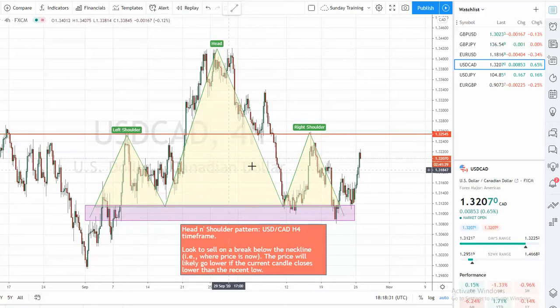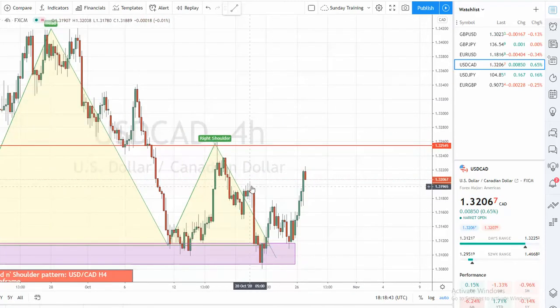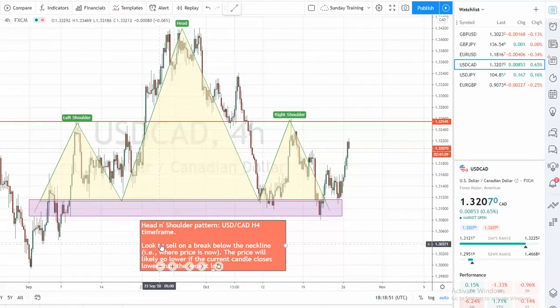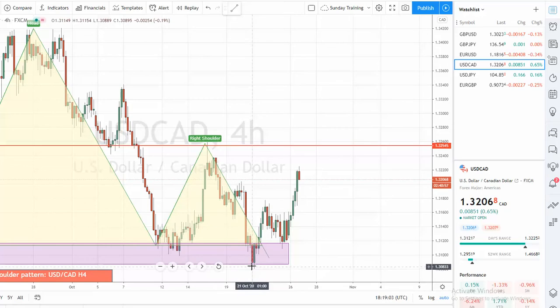As of the time I posted it on the Telegram group, the price was here. Let's make it bigger. The price was here, this big bearish candle, if you like, a bearish engulfing candle. That's where the price was. And I did say in this note that they should look to sell on the break below the neckline. So we didn't get a break below the neckline. It basically came this far and went up.